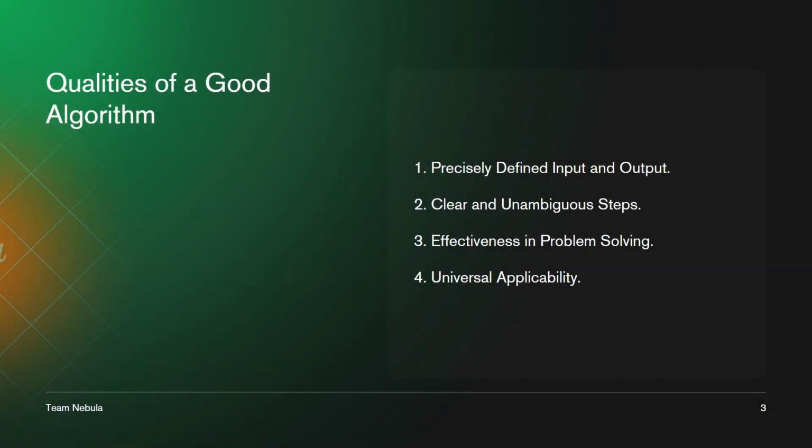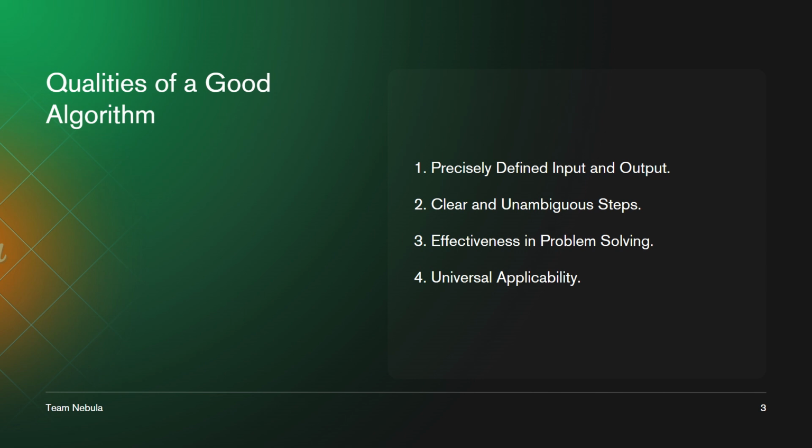Qualities of a good algorithm. A good algorithm possesses specific qualities that ensure its effectiveness and usefulness. Let's explore these qualities. Precisely defined input and output. A well-defined algorithm clearly states what inputs it expects and what output it will produce. This clarity is essential for accurate problem solving.